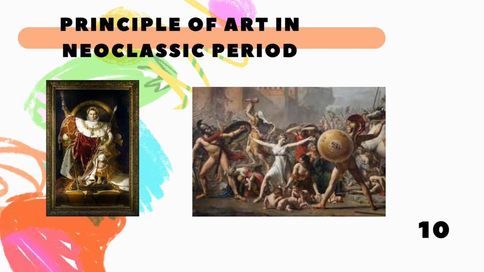Next is the Intervention of the Sabine Women. In this picture, what principle of art can you see at first look? Is there an emphasis or movement? Maybe there's an emphasis in which the woman or the main character of the artwork stands out and the viewer's eyes are drawn to first.